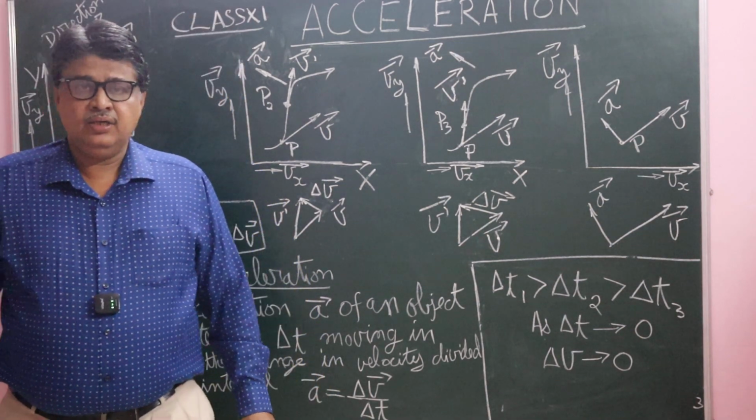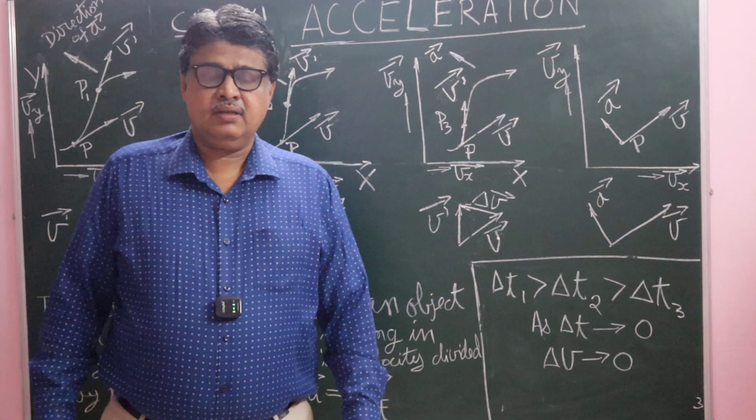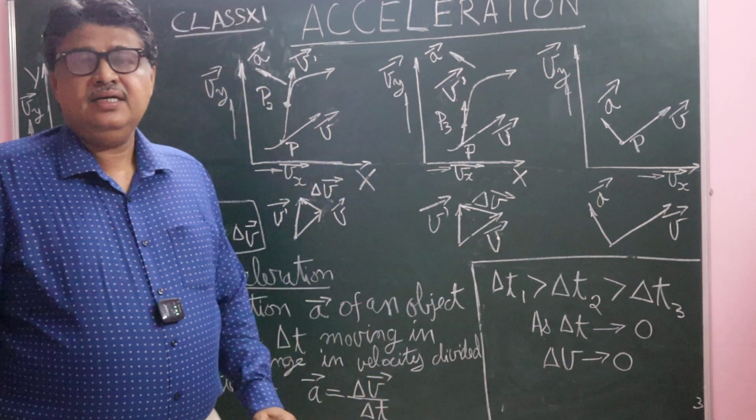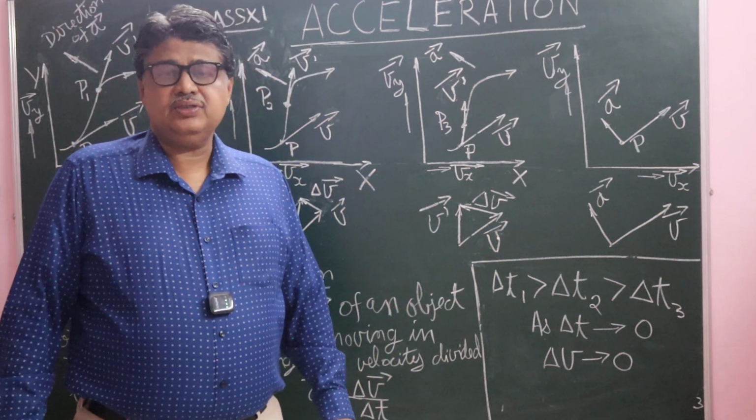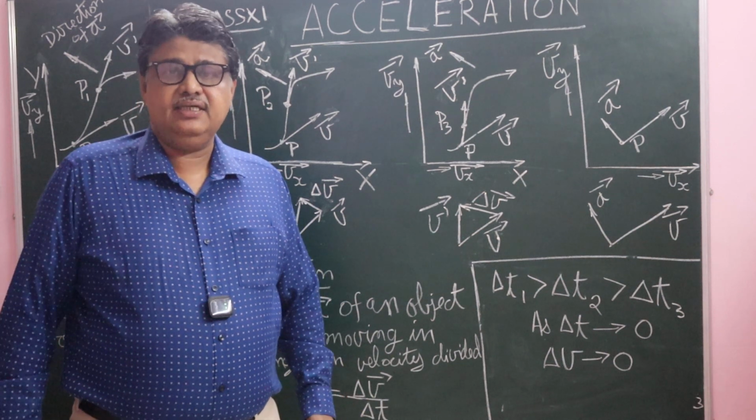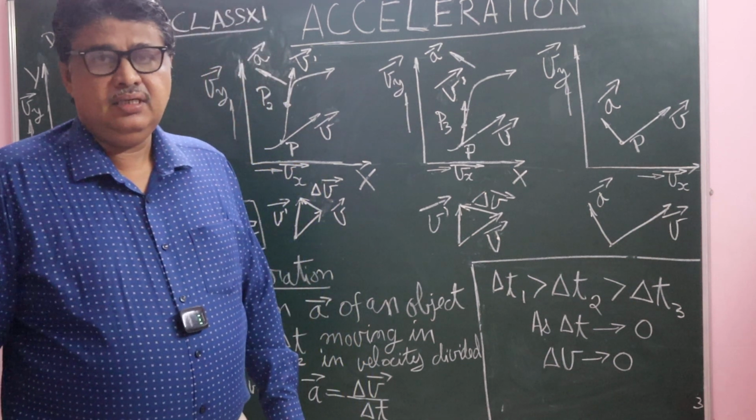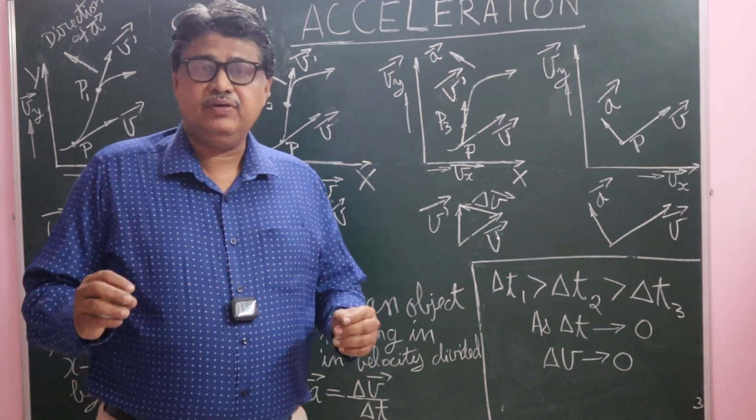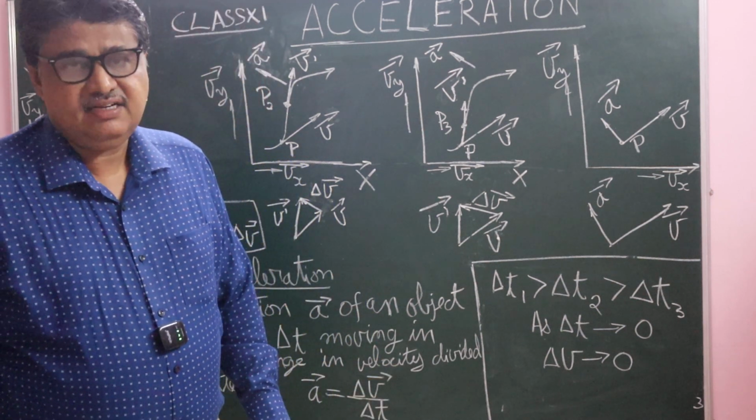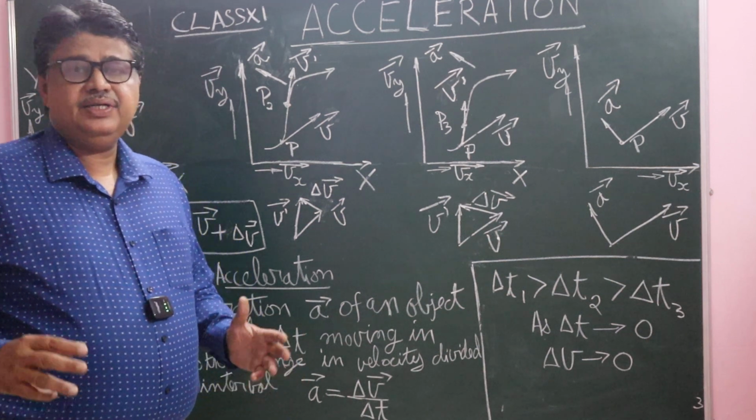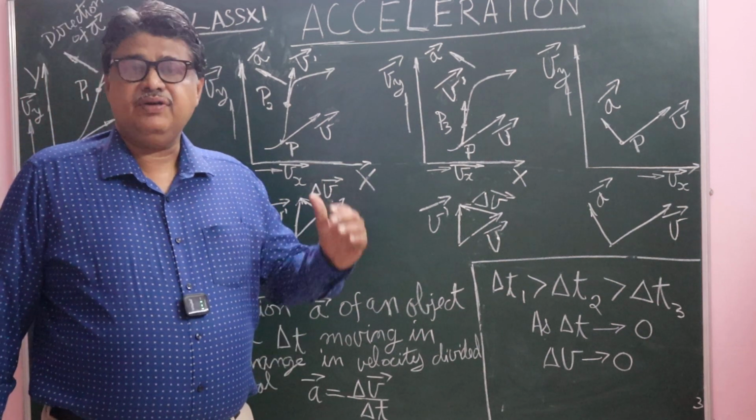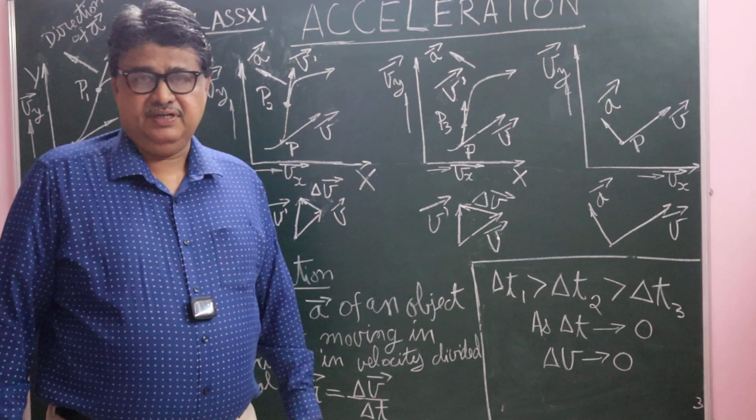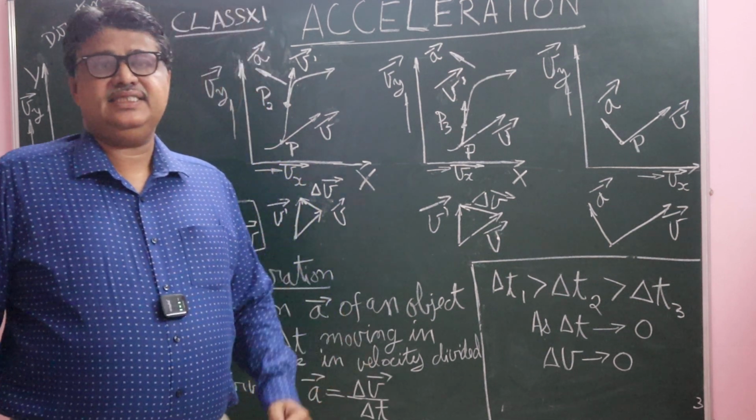Now let us see what is acceleration. The rate of increase of velocity of an object is called acceleration. What is rate of increase of velocity? Increase of velocity divided by the time interval. Right. Let us see the example.